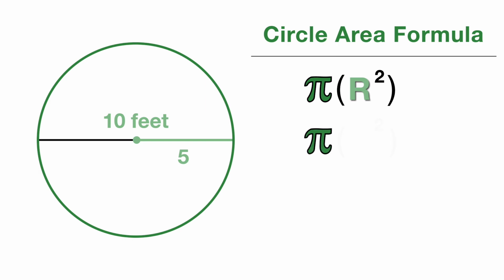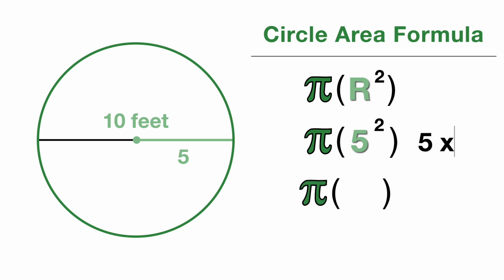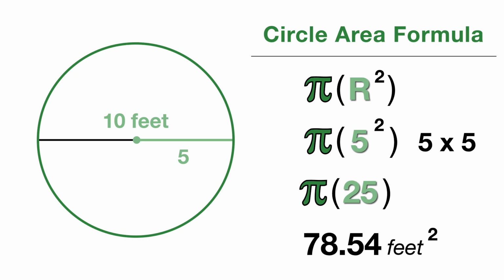So we have pi times the radius squared. We know the radius is 5 in this case, so 5 times 5 gives us 25. Now we have one step left, pi times 25, which gives us 78.54. And notice that the circle is in feet, so this circle has an area of 78.54 feet squared.